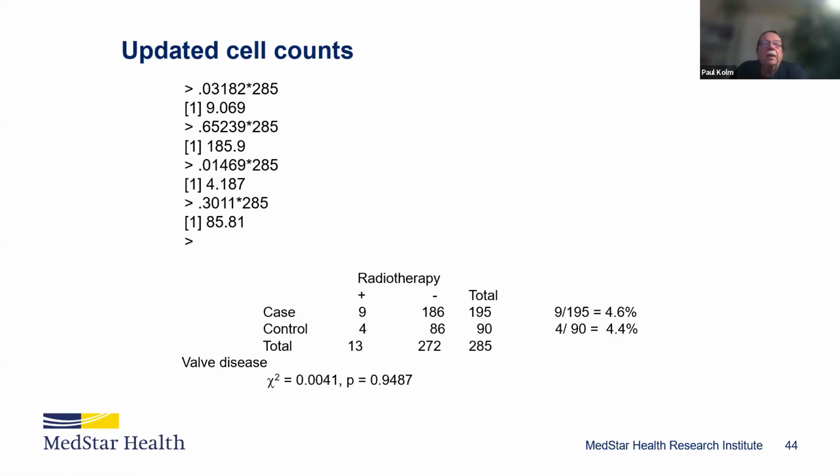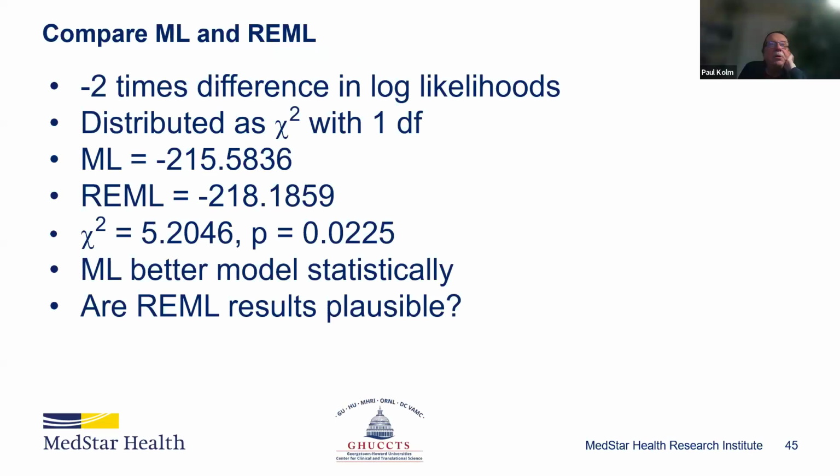results depending on the different procedures or methods that I use. So then we can compare these. As I mentioned before, we can take 2 times the difference in log likelihoods. I do that between the maximum likelihood and the restricted maximum likelihood, and I get a chi-square that shows that they're different.